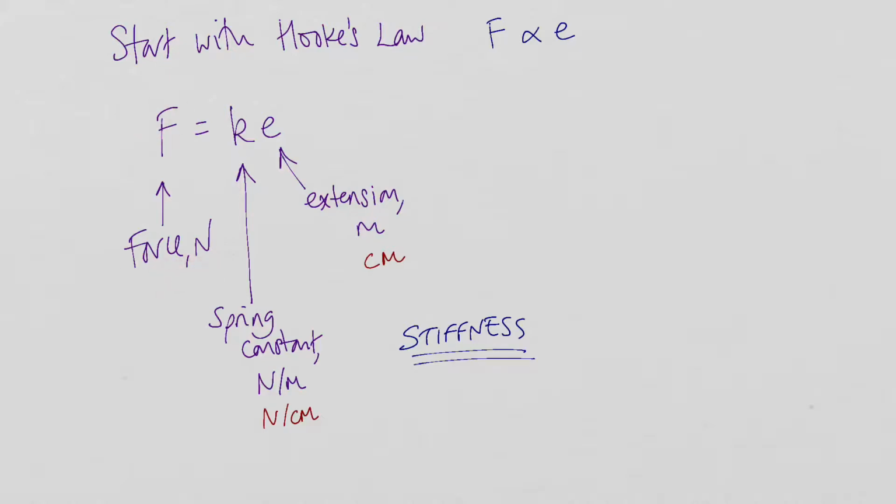the force measured in newtons, k is called the spring constant, and that's all to do with stiffness. So the bigger the value, the stiffer the spring. And that's then multiplied by the extension, measured in metres. Just as a word of warning, quite often extension might be measured in centimetres, and then the unit will be newtons per centimetre.